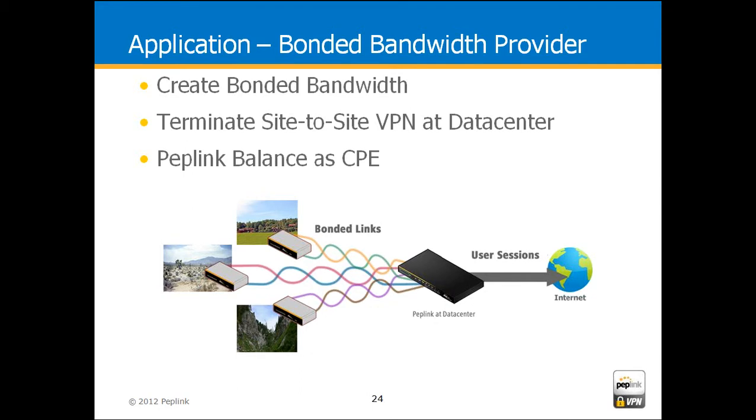Bonded bandwidth provider. This is becoming a lot more popular. We're seeing a lot more interest in this from some ISPs in certain markets that can't provide their customers a high bandwidth circuit at a low cost. By putting a big Peplink at the data center and actually using the Peplink device as a CPE, you can use, again, commodity connections like DSL and cable to actually provide them a fatter circuit with higher bandwidth.